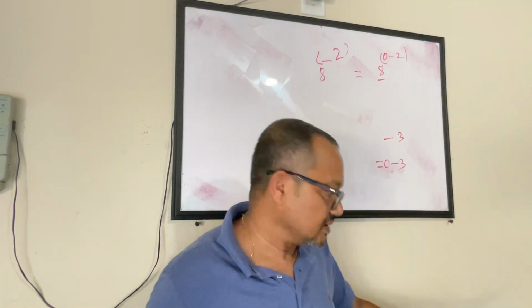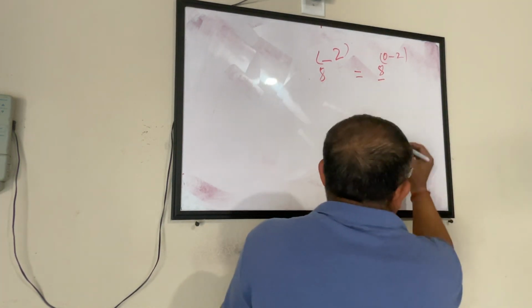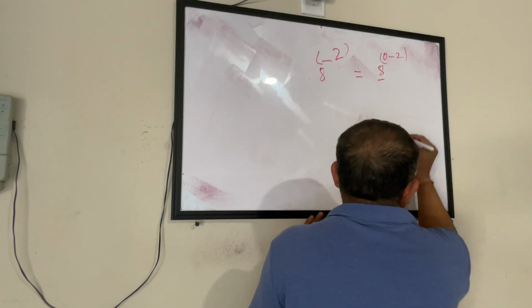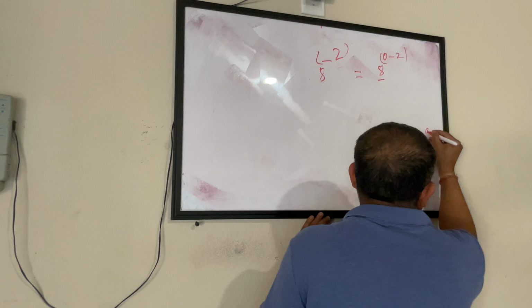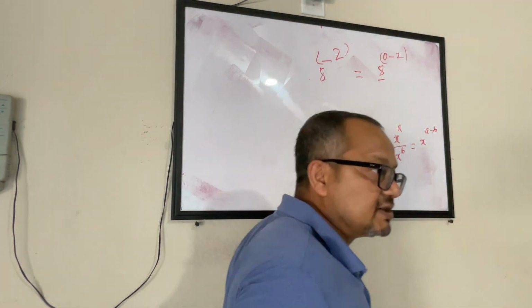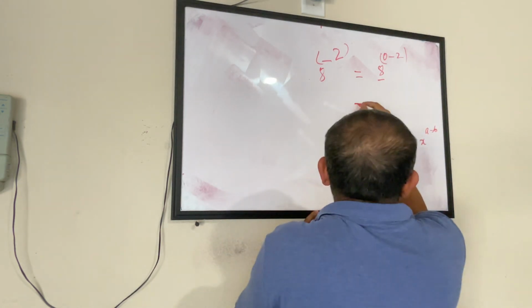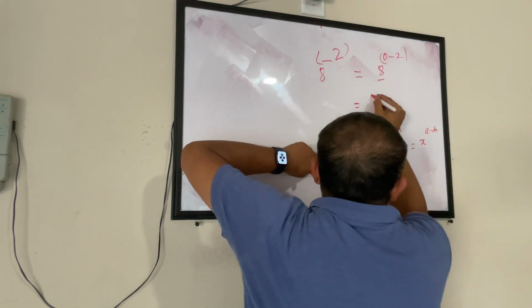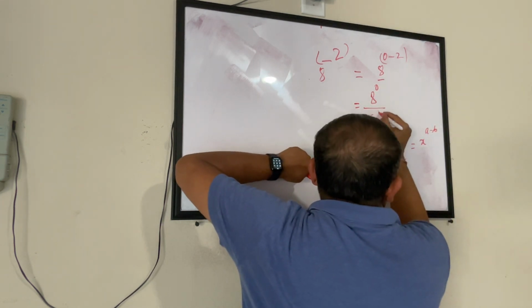Everybody agrees? Okay. Now, if you recall, we solved that x to the power a divided by x to the power b becomes x to the power a minus b. Do you remember? Yeah. Now, can I tell this is x to the power a minus b, or I can write this as a to the power 0 divided by a to the power 2.